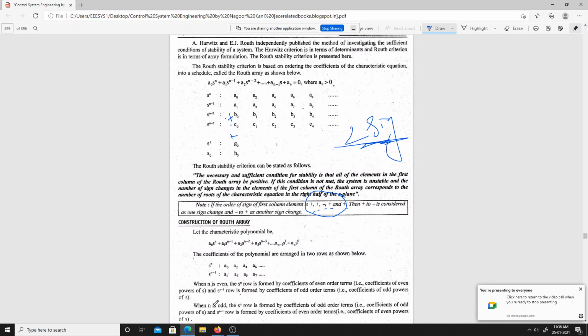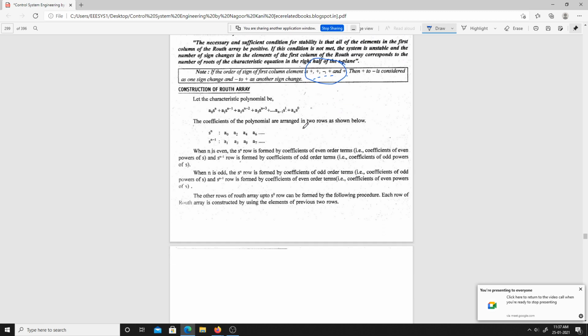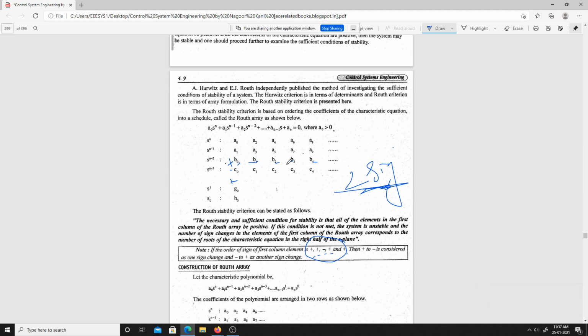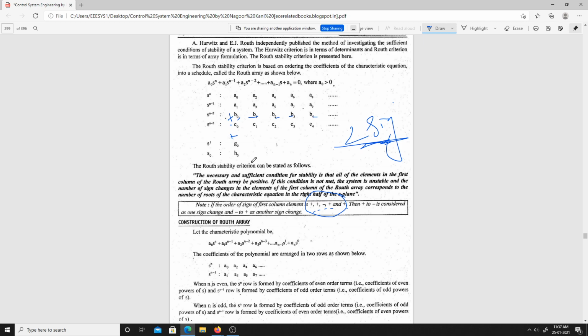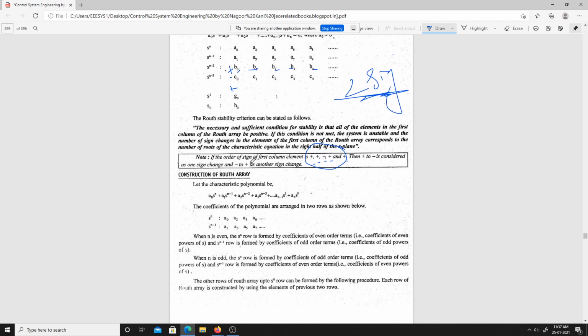Fine. Now let's move to the next level of discussion. First of all, we will see how we are getting this b0, b1, b2, b3 and b4. How are we going to calculate these elements, this third row? The first row and second row are readily available from the characteristic equation, but this third row we are supposed to calculate. So how we are going to calculate this third row, now we will discuss.